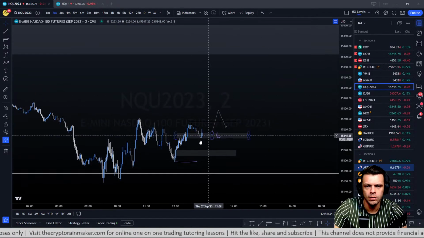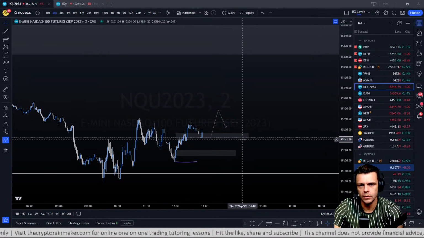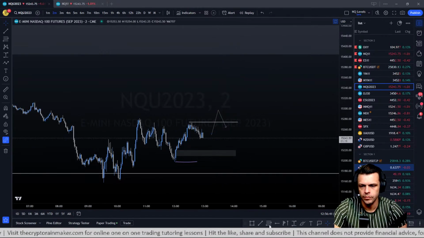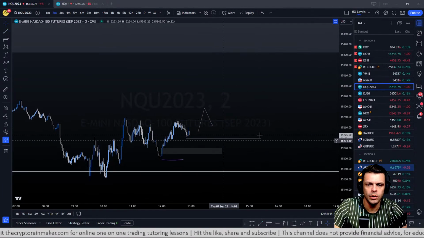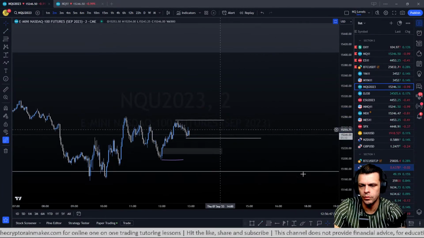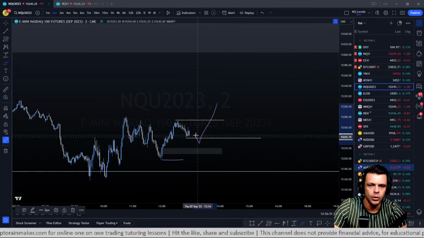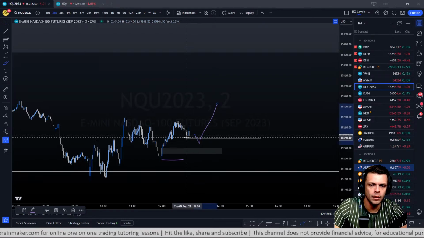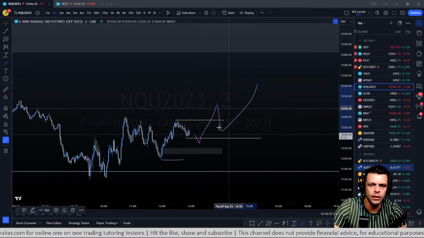But for the long, I would actually like to see, let's remove this. For the long, you would actually want to see some sort of short-term liquidity grab, just quickly wick below a previous low and then displace to the upside. That will be the ideal setup.